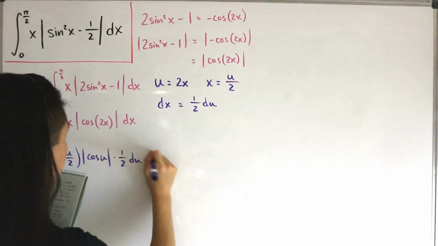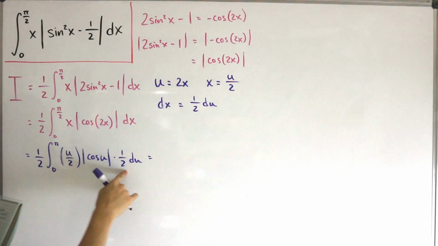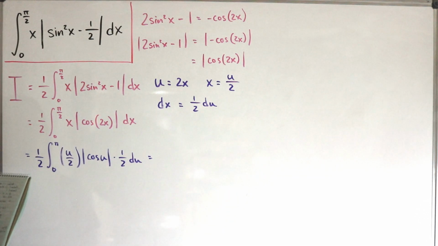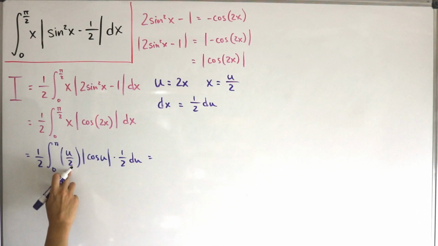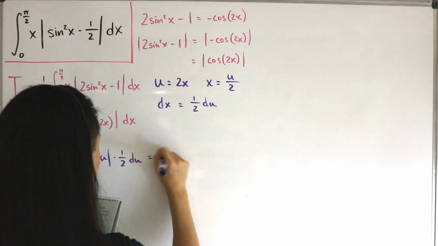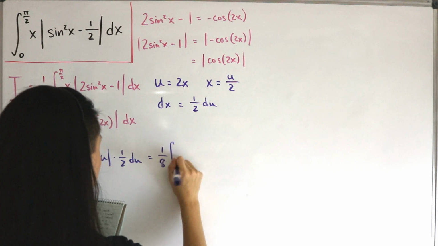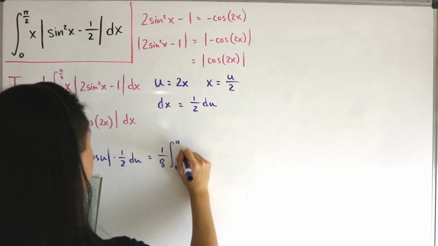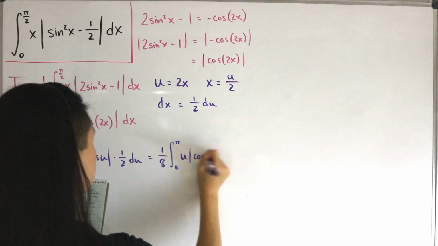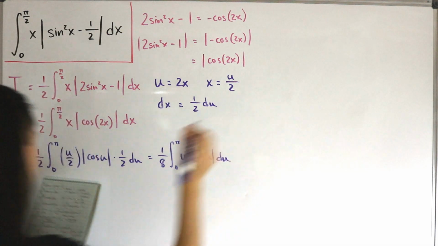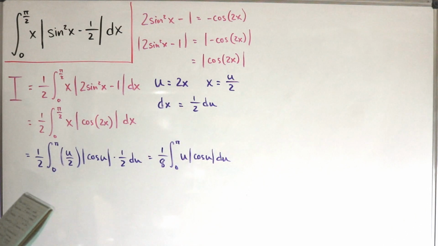And then if we can simplify things even further, I can actually factor out the 1/2 over here, and also factor out another 1/2 from over here. So now that'll just lead us to have 1/8 of our integral from 0 to pi of just u multiplied by cosine of u, and then du. Okay, great. So what can we do here?